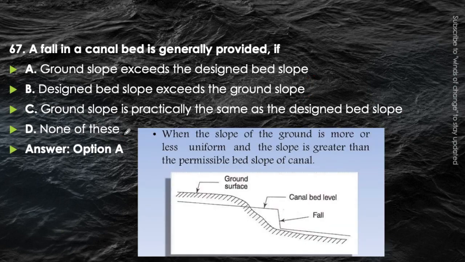The answer will be option A, that is ground slope exceeds the designed bed slope. Let's say in this case, this is the ground surface and this is the canal bed. If this ground surface exceeds the bed slope, it was the bed slope, and now in this case we can see here that it is exceeding the bed slope, and now again it is coming parallel to the canal slope. So in this case we will provide a canal fall so that we can meet this ground slope. So A will be the answer.